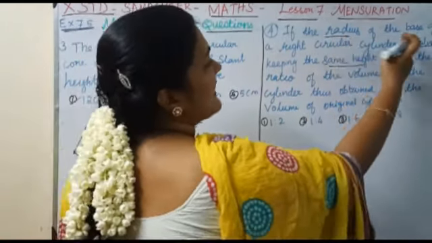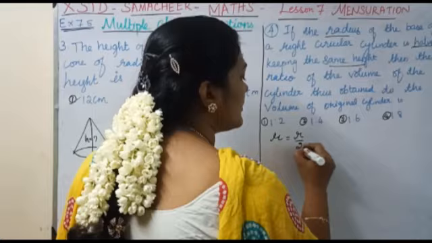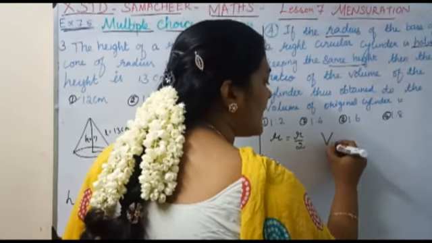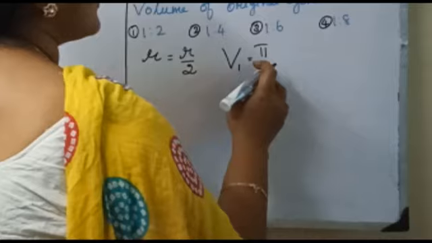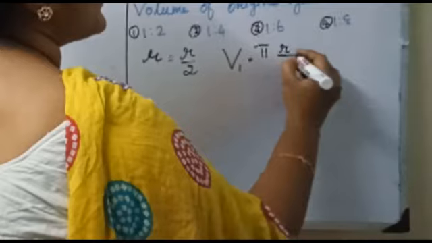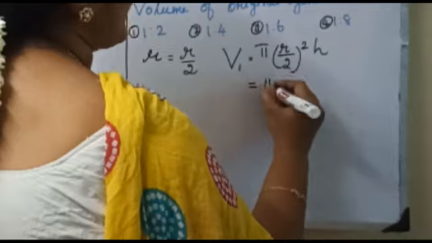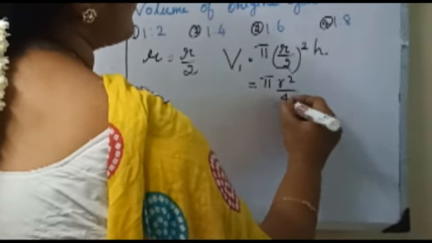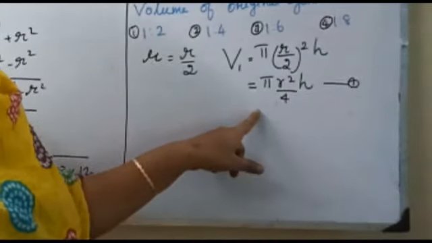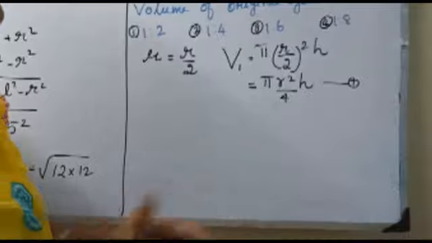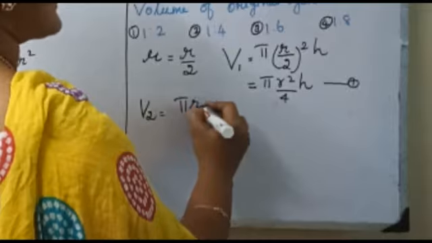See, when the radius is halved, the new radius is what? r by 2. Okay, then the volume will be V1. That is, the new volume V1 is equal to pi, and instead of r square, you should put r by 2 the whole square into h. Okay, va? Which is equal to pi into r square by 4 into h. So this is the new volume, or the volume of the cylinder after the radius is halved. Okay, va? Next, the original volume is V2. V2 is what? Pi r square h.